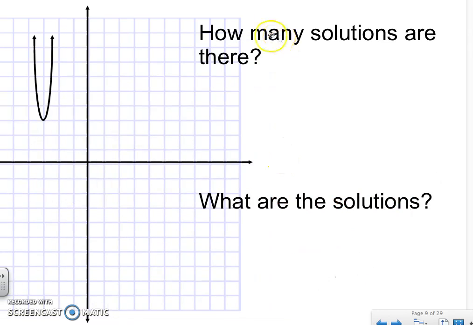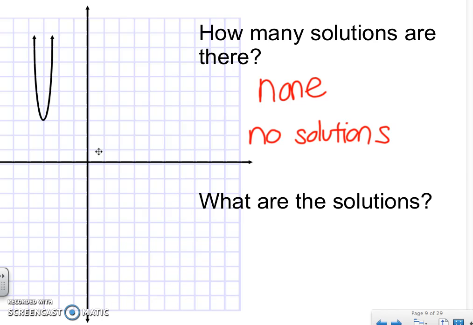Okay. So how many solutions are there? Notice that this graph does not cross the x-axis. So you would say there are none. There are no solutions. Okay, so that answers that question. What are they? There are no solutions. So when the parabola does not cross the x-axis, no solution.